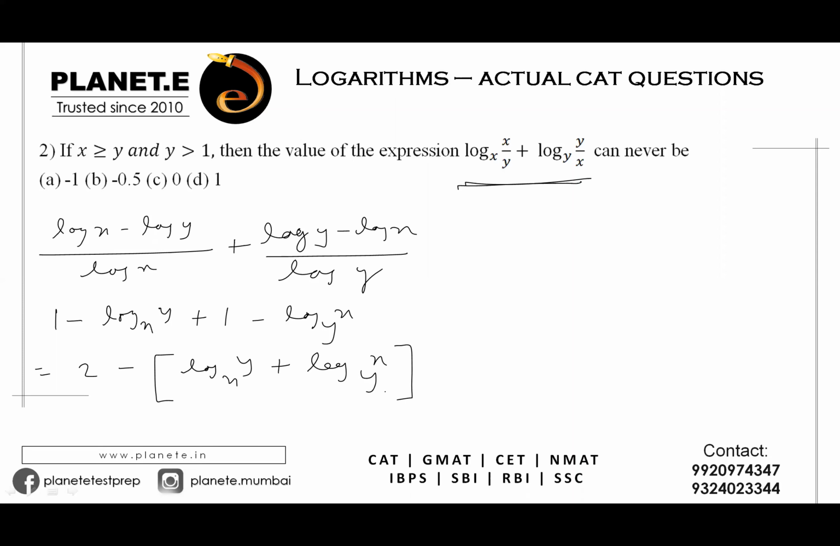Agree? Now, I know that y is greater than 1 and x is greater than equal to y. So x is greater than equal to y and y itself is greater than 1, which is very important for us to understand that if y would have been 1, then the value would have been 0, right? So the question is giving us that y is greater than 1 and x itself is greater than equal to y. So this particular term has to be greater than 1, right?